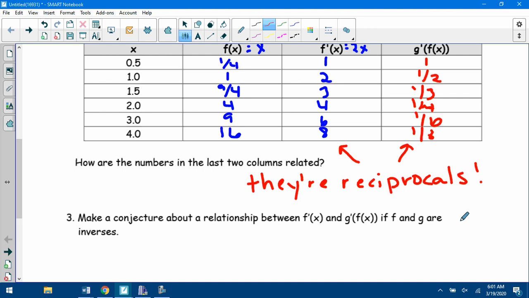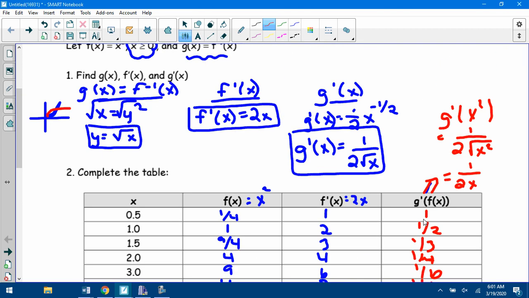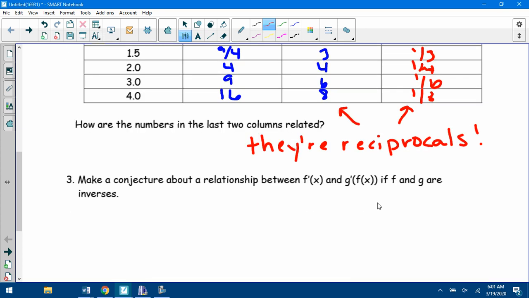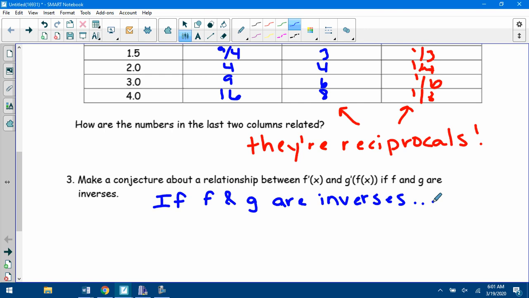And make a conjecture about the relationship between f prime of x, so this third column, and g prime of f of x, if f and g are inverses. So remember that this whole table relied on the fact that f and g, these two functions, are inverse functions. So the conjecture is, it turns out to be always true, if f and g are inverses, then g prime of f of x, which was that fourth column, is equal to 1 over f prime of x.